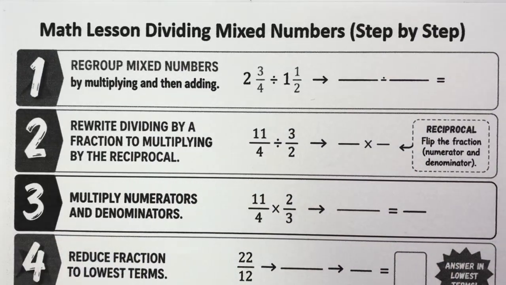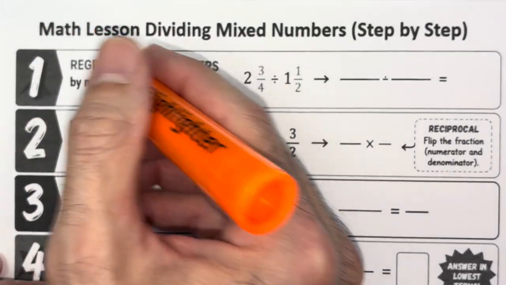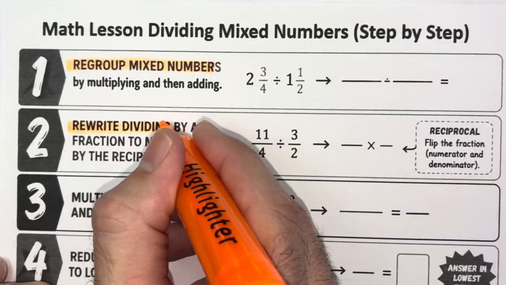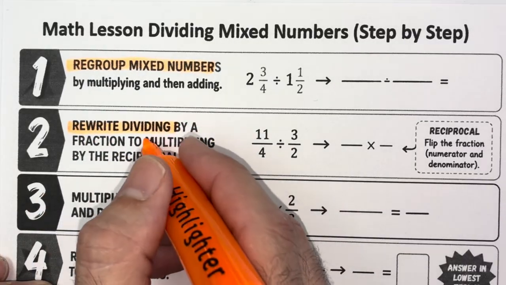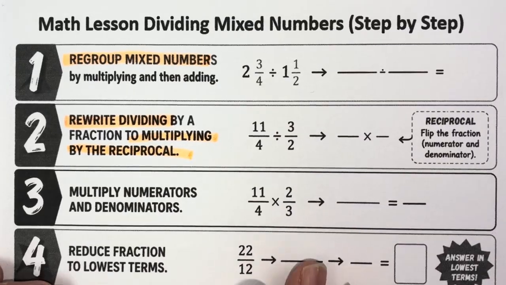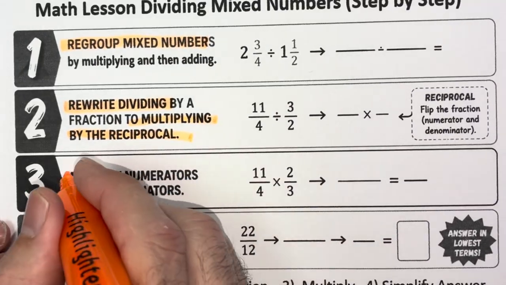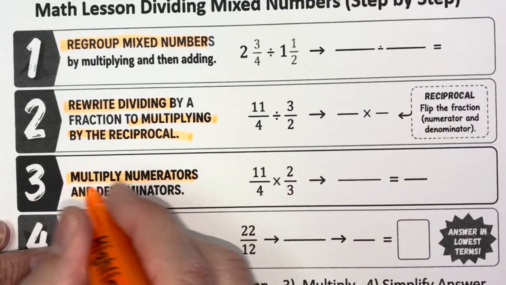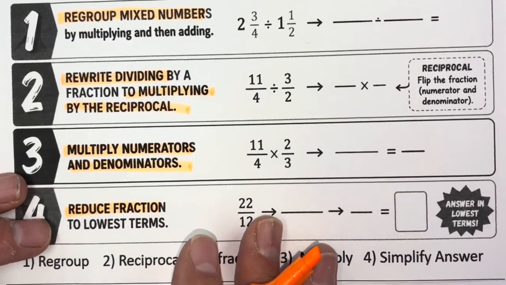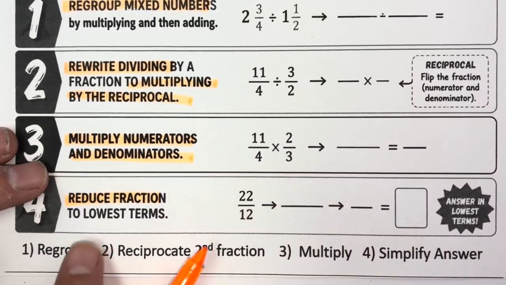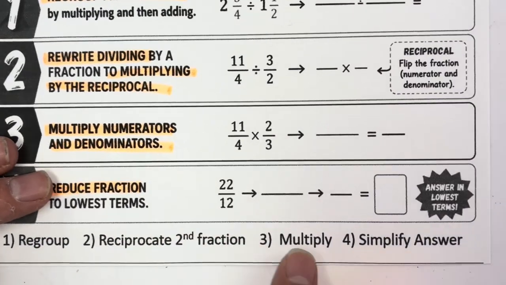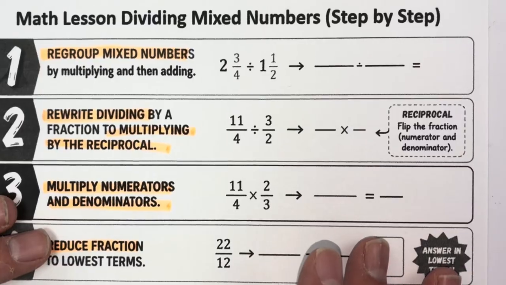We're going to focus on strategies for dividing mixed numbers, and we're going to go step by step. The first step, anytime we have mixed numbers or whole number fractions, we're going to regroup, and then we're going to rewrite the dividing problem into multiplying by the reciprocal. Step 3, multiply numerators and denominators. And our last step is we're going to reduce the fraction to lowest terms. So regroup, reciprocate the second fraction, multiply, simplify.